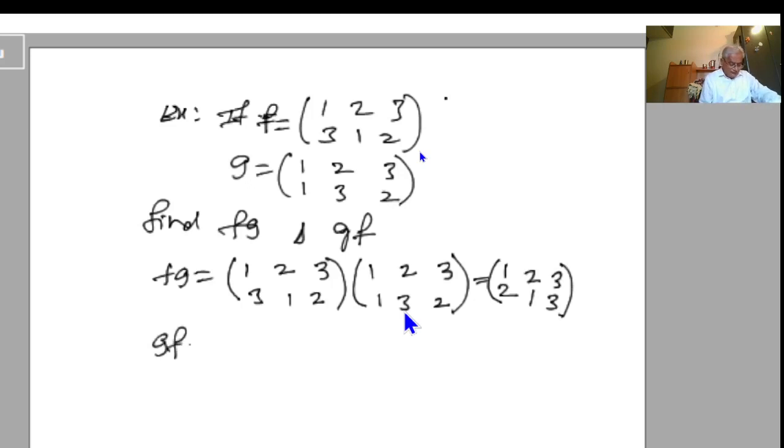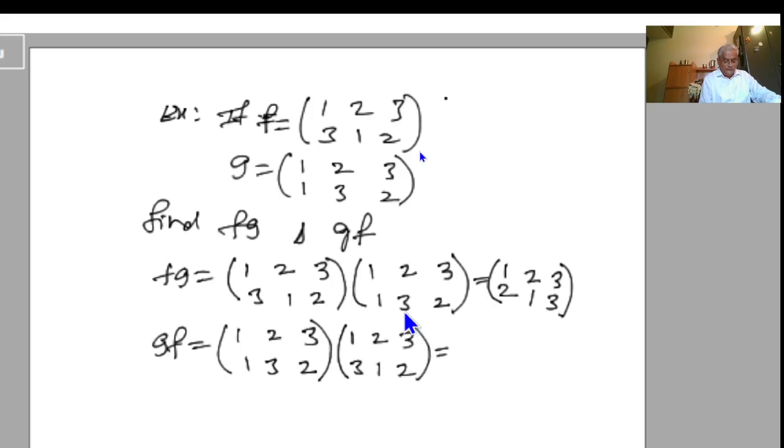And what about GF? GF is equal to, G is 1, 2, 3, 1, 3, 2, and F is 1, 2, 3, 3, 1, 2. This is equal to 1 to 1, 1 to 3, that means 1 to 3. Then 2 to 3, 3 to 2, that is 2 goes to 2. 3 to 2, 2 to 1, that is 3 goes to 1. This is our GF.